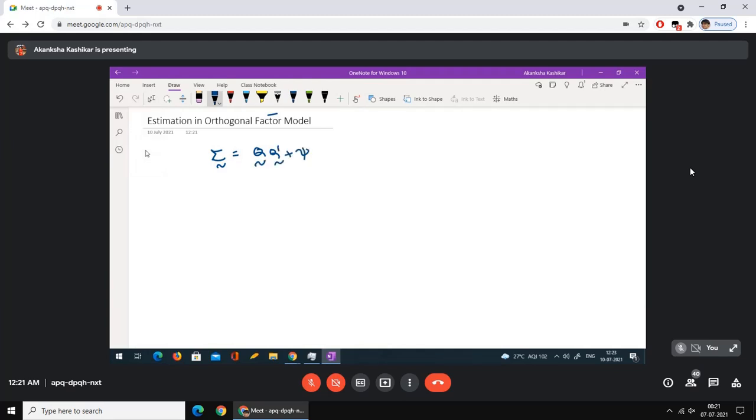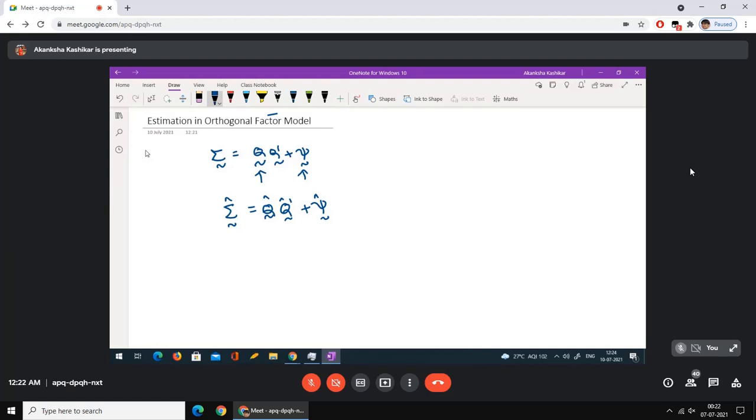Okay, QQ prime plus psi. Right, that's what we want. We want to express sigma as QQ prime plus psi. So we have to find Q, we have to find psi. Of course, in real data, even sigma would be unknown, but we know how to estimate sigma. We can estimate all the variances and covariances. So I can get sigma hat. I can't get sigma, but I can get sigma hat. And once I get sigma hat, I will try to find Q hat and psi hat such that sigma hat is Q hat Q hat prime plus psi hat. Okay, that is what we want to do.